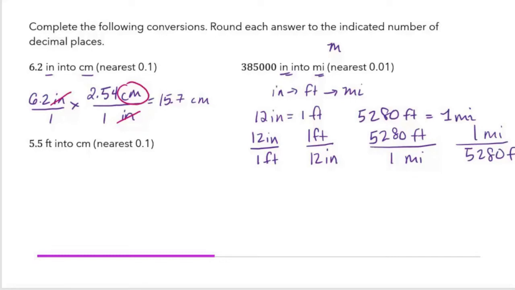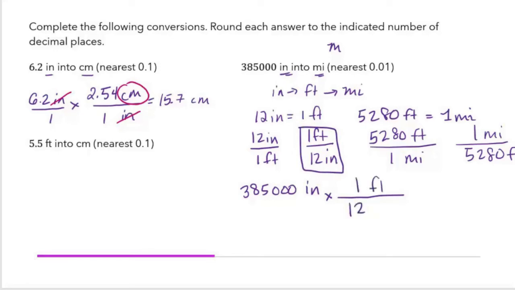The process is the same as it was for the first question. We're going to start with our units in inches with our given distance, our given quantity. So we have 385,000 inches. We've already decided that we're going to go from inches to feet. So we'll use that first and then move from feet to miles. Again, inches is in the numerator in this current problem. So I'm going to use the conversion factor where inches is in the denominator so that it's on the opposite side of the fraction line. So for every 1 foot, I have 12 inches.